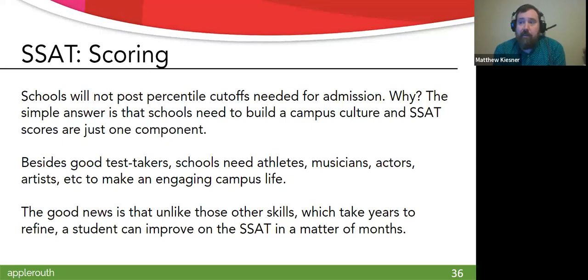But the only thing that I would say is that, unlike all those other skills, you can actually change the SSAT. You can improve an SSAT score in a similar amount of time where trying to become a star athlete or virtuoso musician is probably not going to work, right?